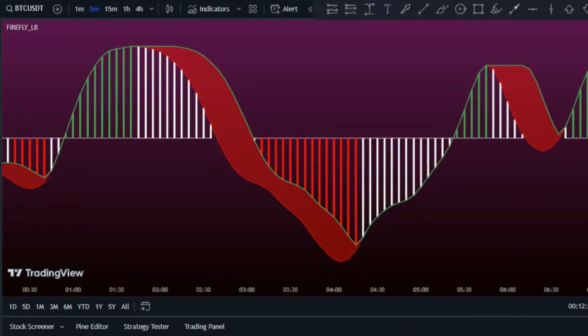The Firefly oscillator can confirm short-term trends and validate trade signals from the Halt Speed. When the histogram turns green and rises above the midline, it confirms an upward trend and buy signal. Conversely, a red histogram below the midline confirms a downward trend and sell signal.